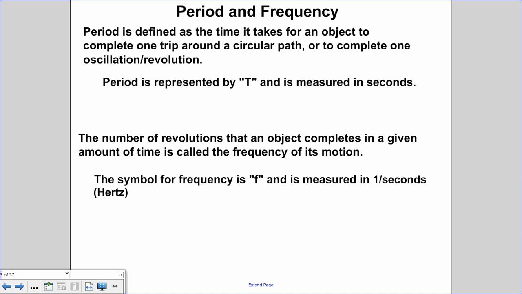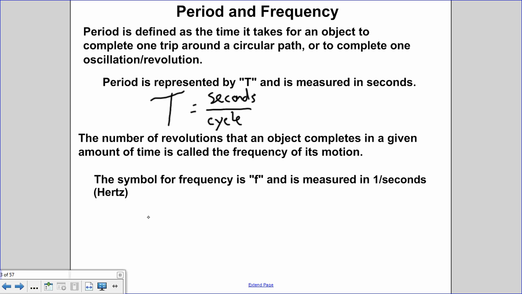So moving on, talking about the mirroring of UCM and SHM, we have our terms period and frequency. Period, hopefully you remember, is the amount of time it takes to complete one trip around a circular path, to complete one oscillation or revolution. Period is shown by the symbol capital T, and that is simply the amount of time, in seconds, it takes to complete one cycle. So one full revolution, one full up and down motion, one swing of a pendulum, etc.